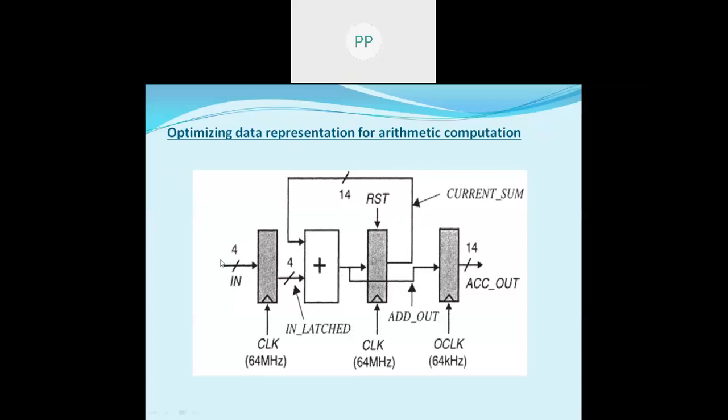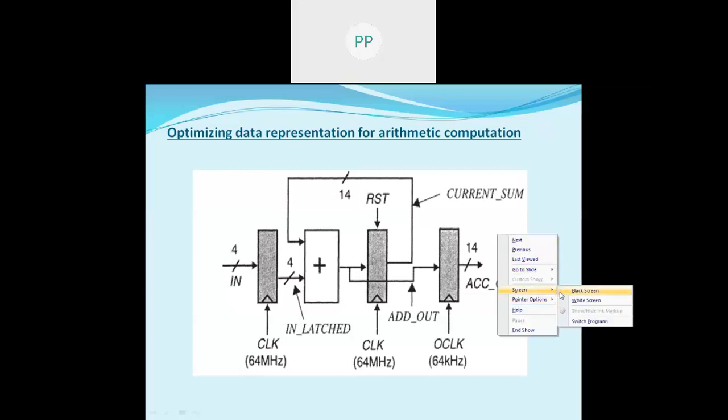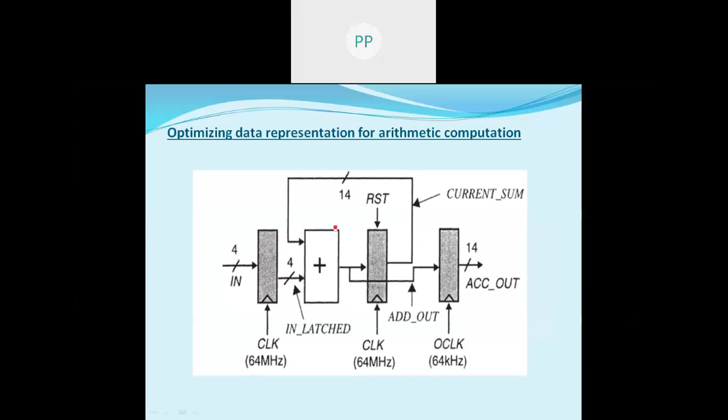So a 4-bit data is being added with a 14-bit data, so a lot of sign extension is to be done, and because of the sign extension, a lot of switching activity will be seen at the output at this node. As we discussed earlier, if the dynamic range of the signal is very small and sign extension is done, then after any arithmetic operation there will be a lot of switching activity. So an alternative implementation could be based on the sign magnitude representation of the data.